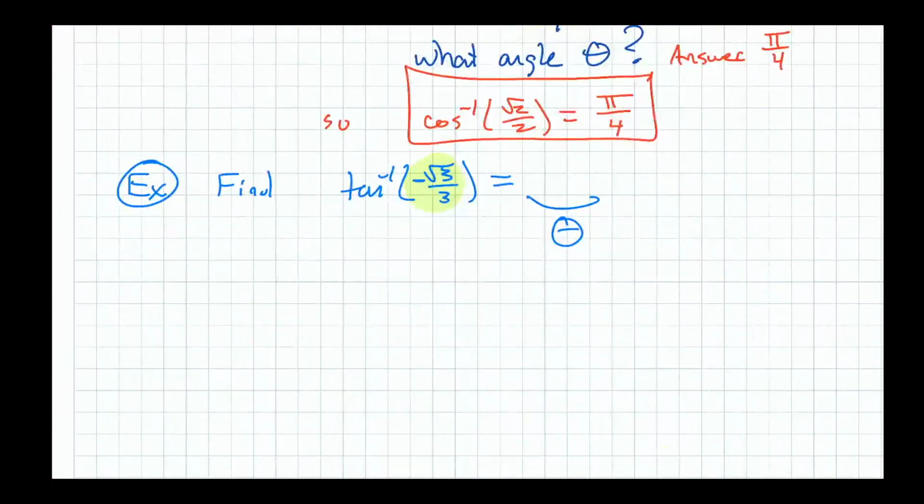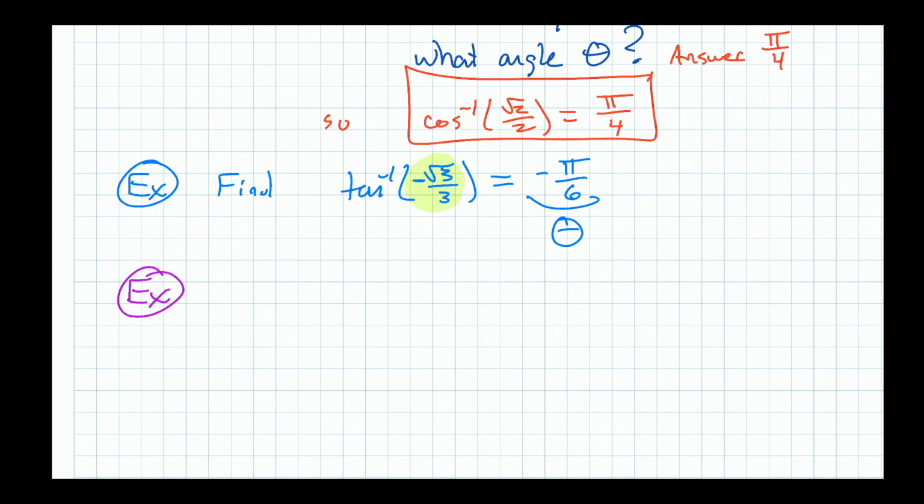Yeah, so it is negative pi over 6. Okay, and so that's what you're going to be doing 90% of the time on the homework. Now, the other task that you have on the homework is going to be just using a calculator.